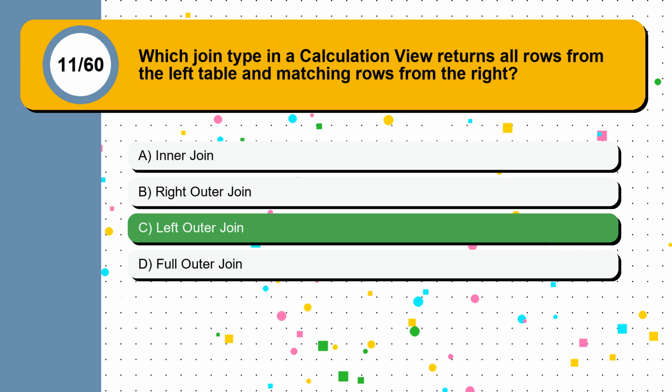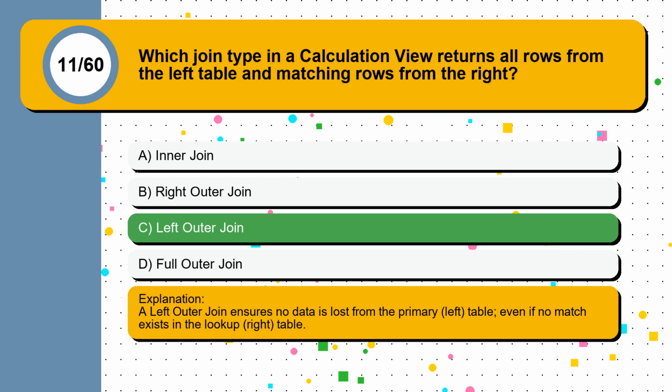The correct answer is option C, left outer join. A left outer join ensures no data is lost from the primary, left, table, even if no match exists in the lookup, right, table.